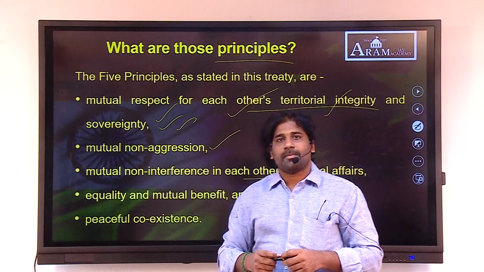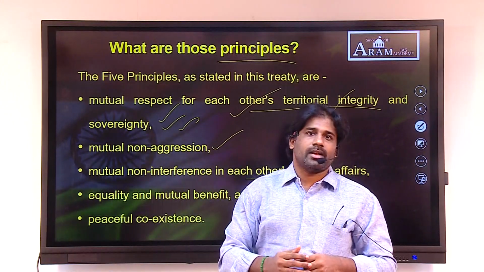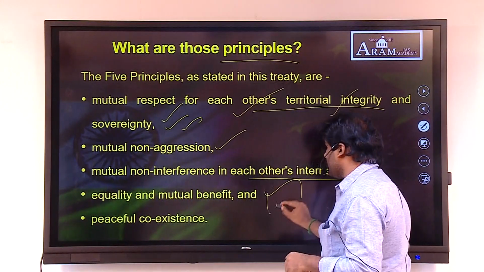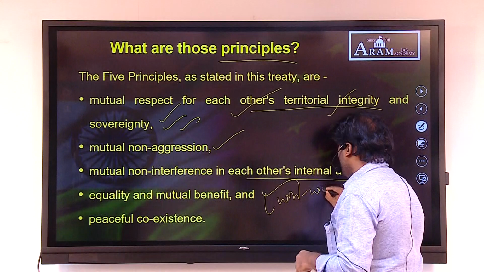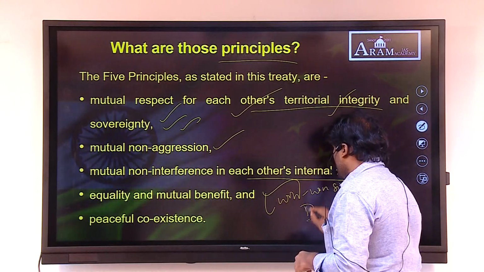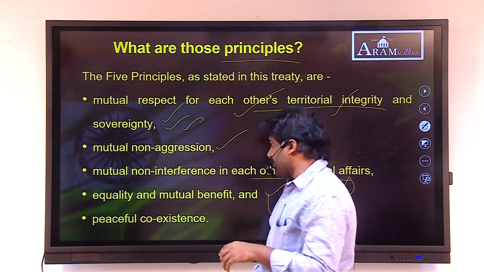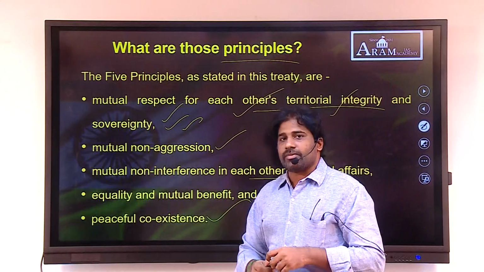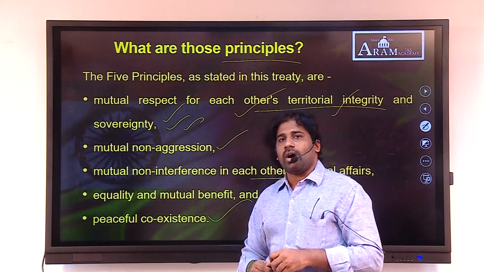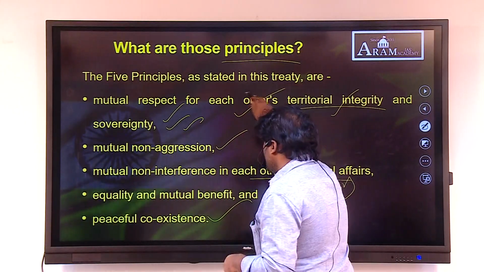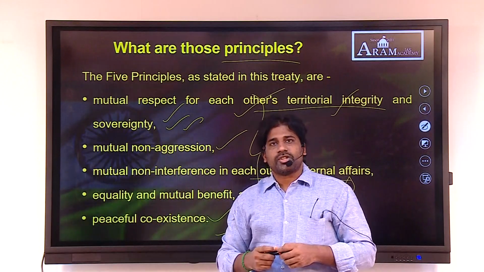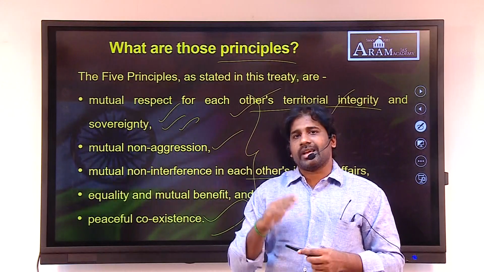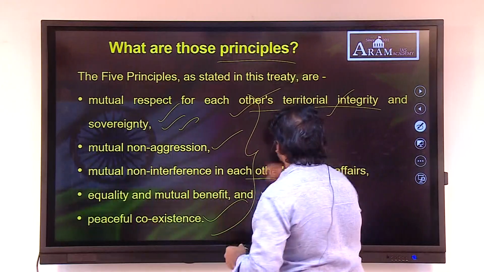Equality and mutual benefit. Both nations should treat each other equally, and have mutual benefit. This mutual benefit is nothing more than almost a win-win situation. That's an important word with respect to diplomacy. Peaceful coexistence. Both nations can exist peacefully without any war or conflict. So these 5 principles are called Panchsheel, and this Panchsheel principle is a base for India and China relations.